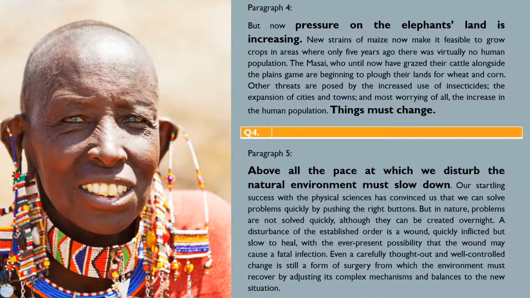Okay, let's have a look at question 4 then. As we've already seen, paragraph 4 discusses various threats to the elephant's habitat. It ends with a call to action that things must change. Paragraph 5 begins with a warning that we need to reduce how much we interfere with nature. The use of the expression "above all" suggests that this is the final and most important warning, but that the missing paragraph will contain other recommendations. So, which is the missing paragraph?